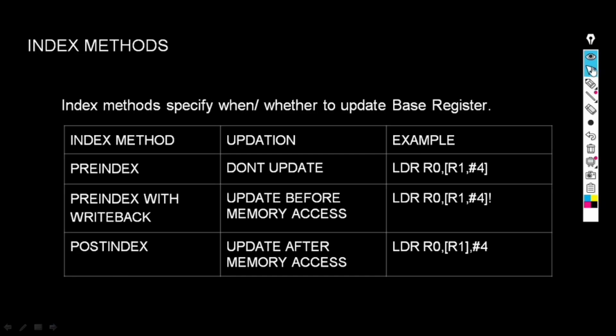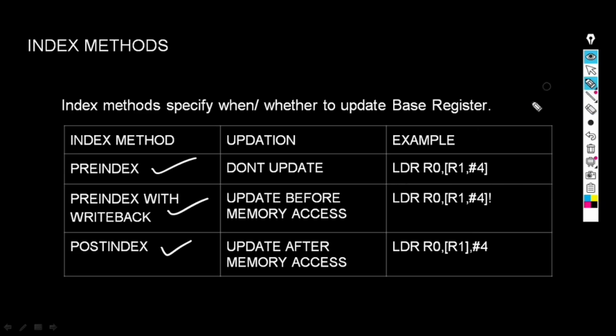So let's discuss index methods now. I think you saw something like pre-index, pre-index with write back, and post-index. Let's see what each one of them is. The difference you can see here is that pre-index and pre-index with write back are the same, except for the exclamation mark.